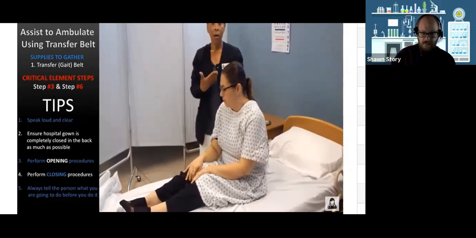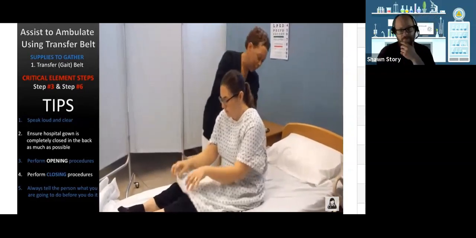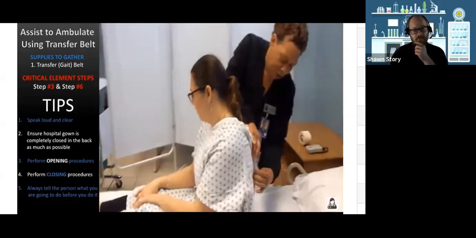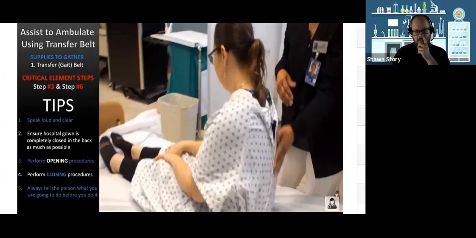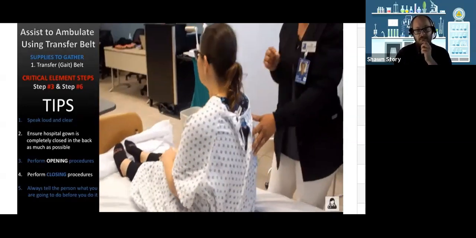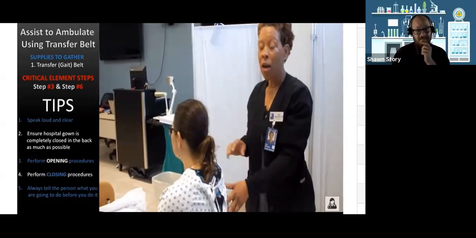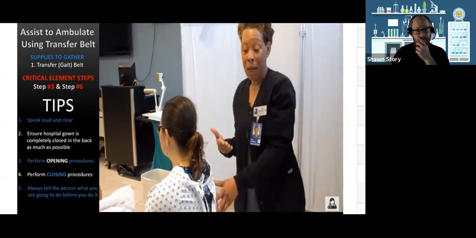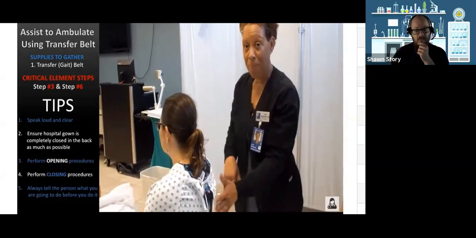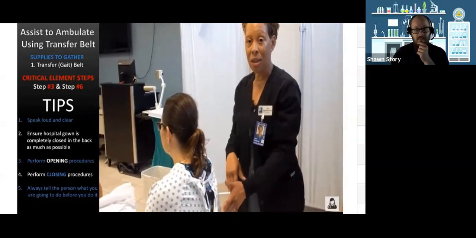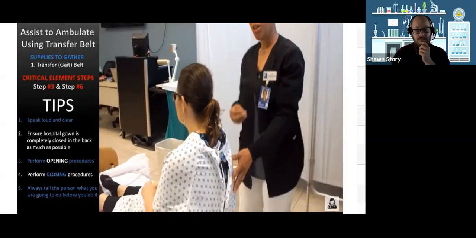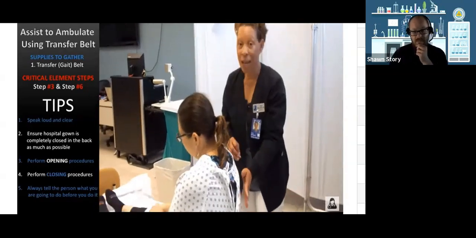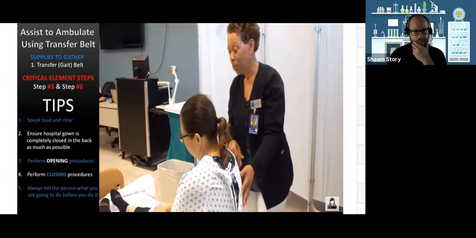Good job. Now, while I have the candidate sitting, I'm going to make sure I close the back of her gown as much as possible. The reason being is the gait belt, it specifically says the gait belt is placed over the client's clothing or hospital gown, which means that the gait belt cannot be touching the client's street clothes. If it is touching the person's street clothes, you will not get credit, so make sure you close that gown in the back as much as possible.